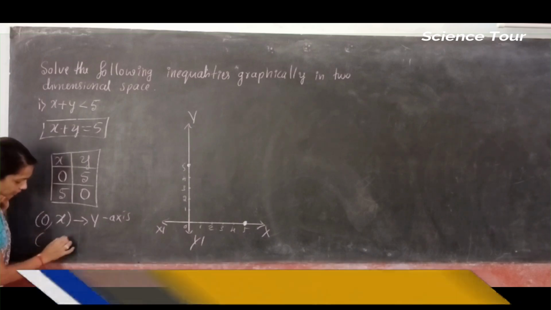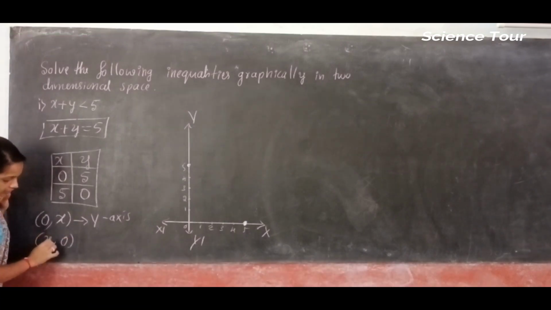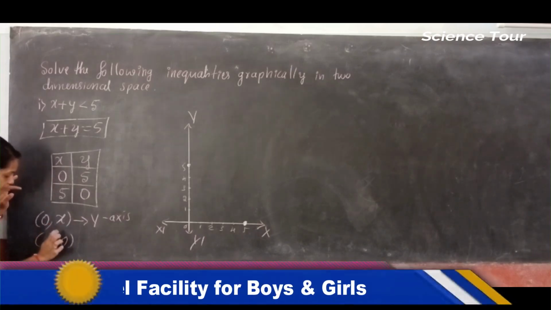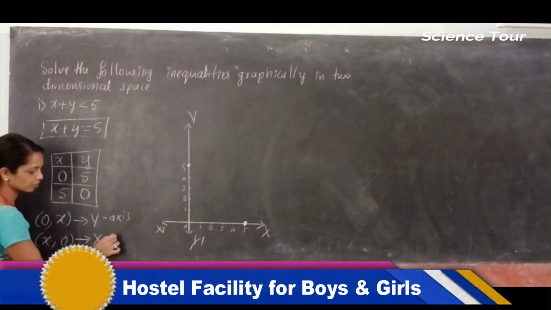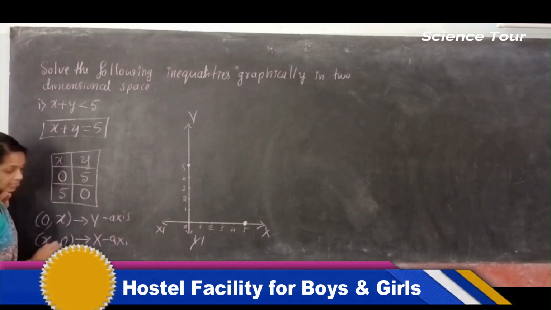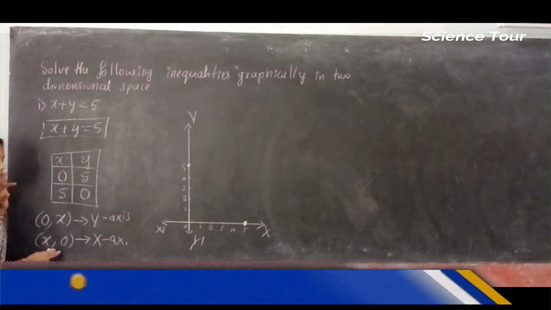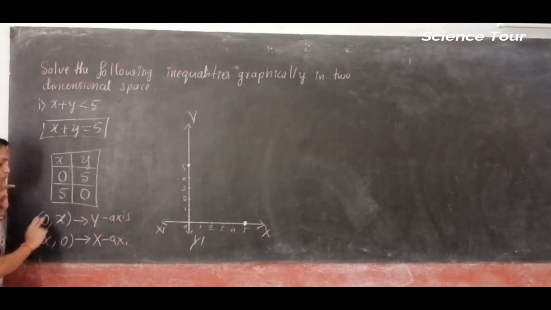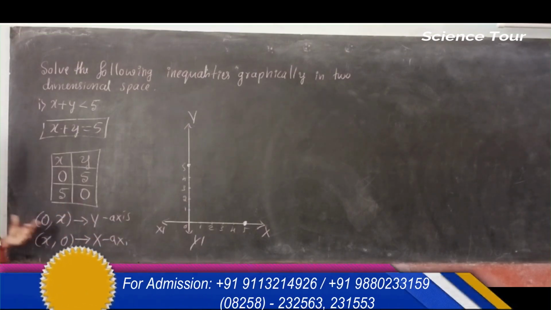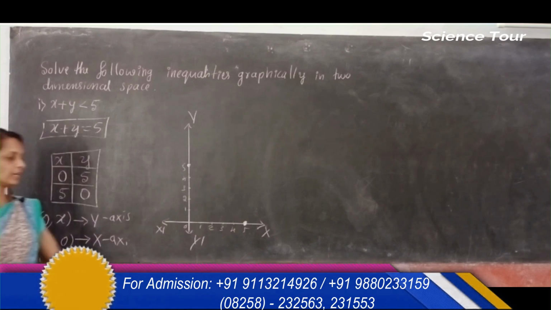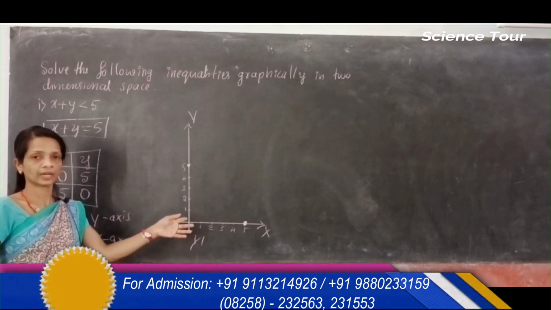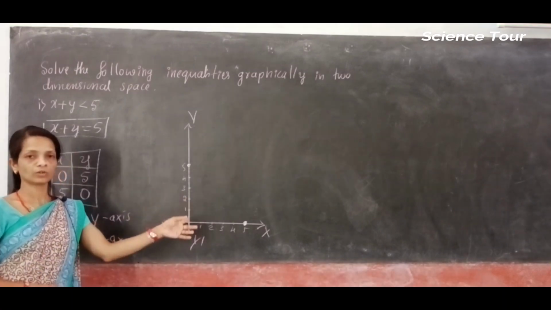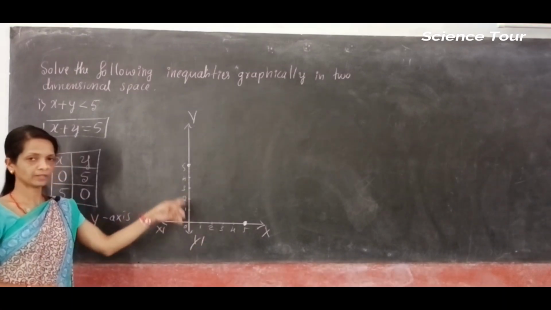And suppose the second coordinate is 0, and this is some number x comma 0, then this point is always on the x axis. If the second number is 0, then that point will be on the x axis. If the first number is 0, that lies on the y axis. If both are 0, you know that point lies on both axes, x axis as well as y axis. That means it is the point of intersection of the x axis and y axis.